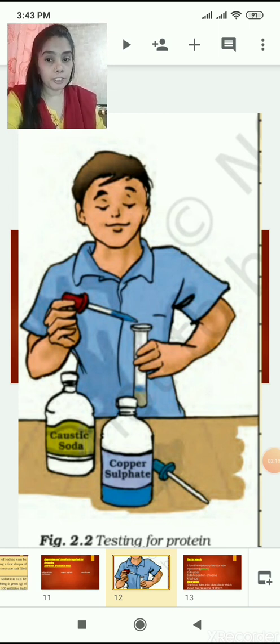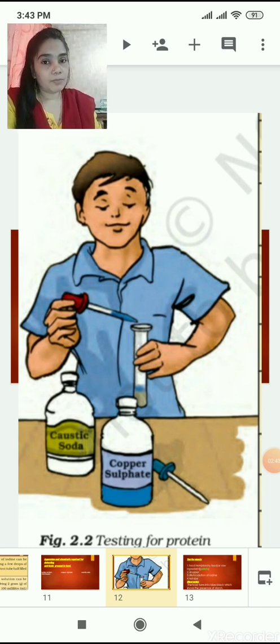So now let us begin by testing different food items to see if they contain carbohydrates. Our first test is to see whether they contain carbohydrates. There are many types of carbohydrates. The main carbohydrates found in our food are in the form of starch and sugars. So we can easily test these food items.